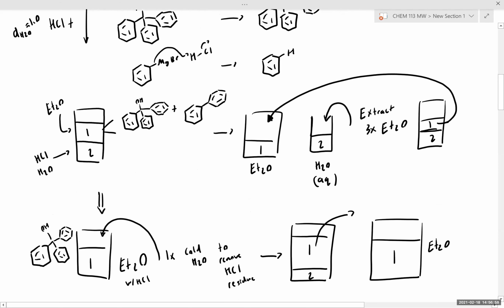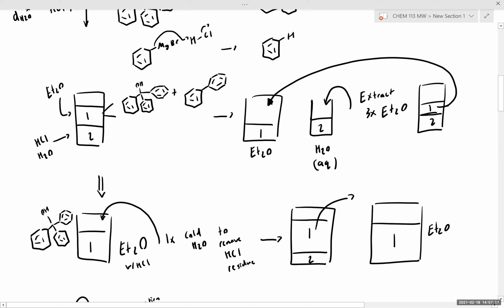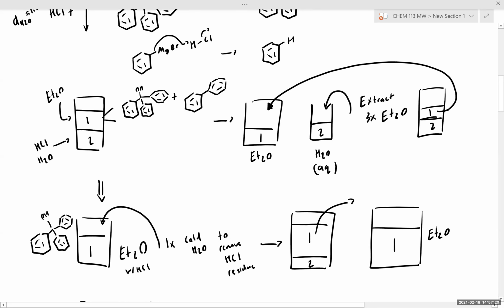So in this case, we're extracting out any residual triphenylmethanol that is found in our aqueous layer. Does this idea of separating our organic and aqueous layer and then further extracting the aqueous layer to get all of our organic compound out of the aqueous layer, does this idea make sense to everyone so far?